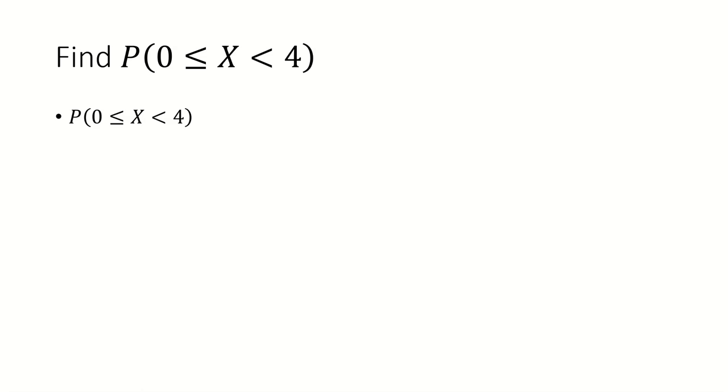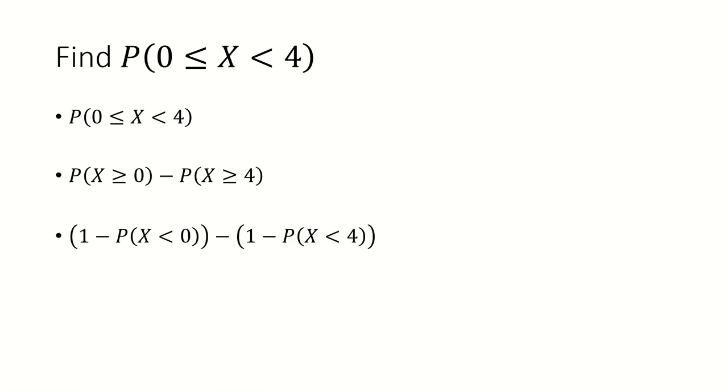Now we want to find the probability that x is between 0 and 4. So one way to look at it is to say the probability X is greater than or equal to 0 minus the probability X is greater than or equal to 4. And then we use the complement rule, which is the opposite: 1 minus the probability X less than 0, and then 1 minus the probability X less than 4. The ones are going to cancel, and then we get the probability X is less than 4 minus the probability X is less than 0.